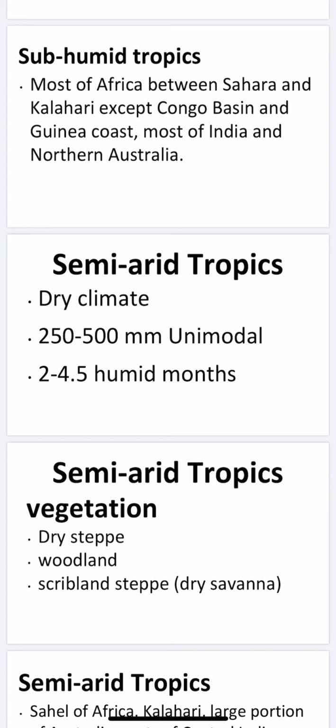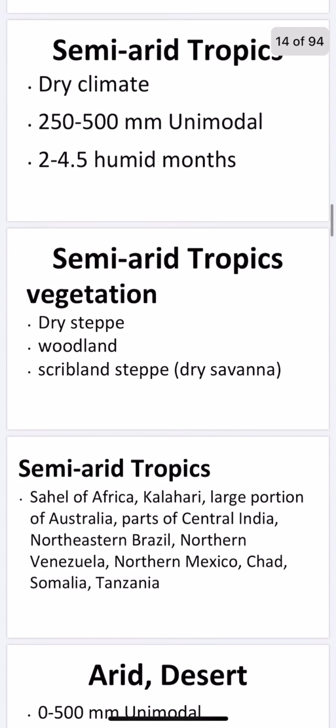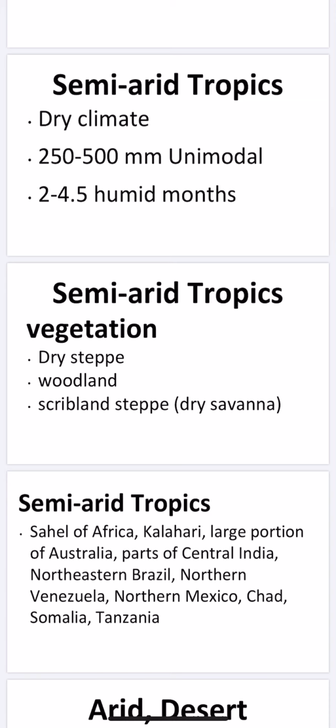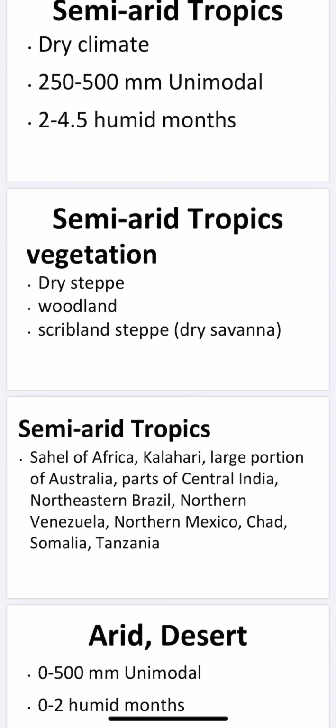So those are the countries that belong to the subhumid tropics. The semi-arid tropics is a very dry climate as well, with only 250 to 500 millimeters of rain, unimodal, and 2 to 4.5 humid months. If you remember earlier, a tropical area has about 2,000 millimeters of rain. But for semi-arid, the semi-arid tropics vegetation includes the dry steppe, woodland, scrubland steppe, and dry savanna.